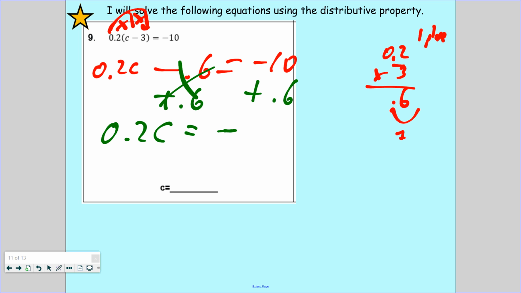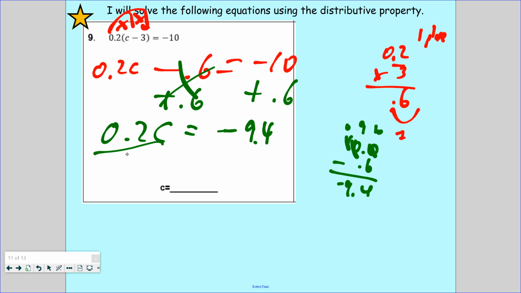If I subtract this, 10 minus 6/10, regroup, that'd be 9 and 4/10. So it's negative 9 and 4/10. So I need to divide this negative 9 4/10 by 2/10. So divide this by 2/10, divide this by 2/10. This cancels, becomes one whole. So it's 1c, so c equals.